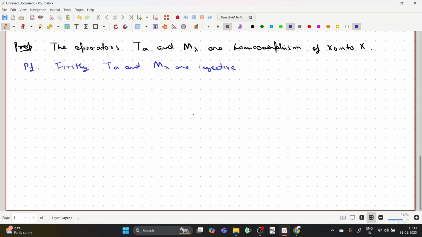And it is injective and surjective as well. Why is it surjective? We will get to know from here.